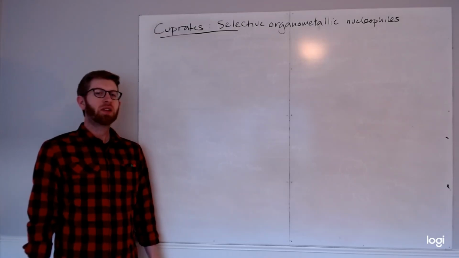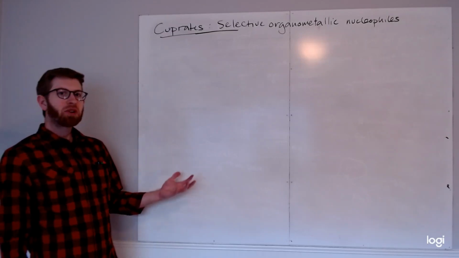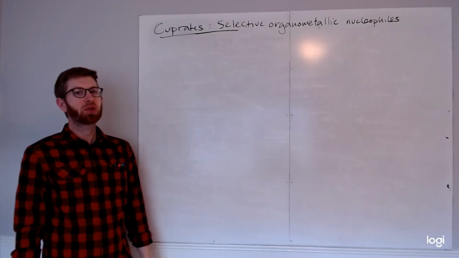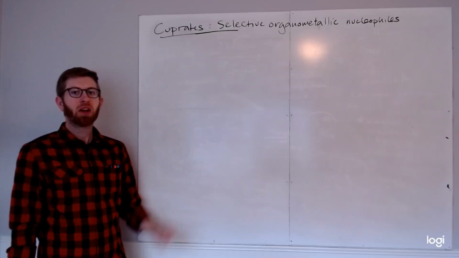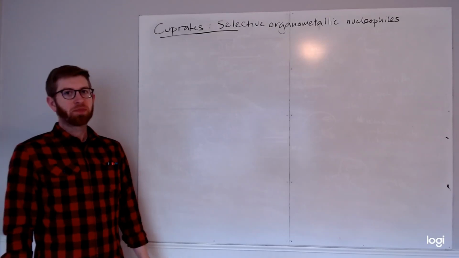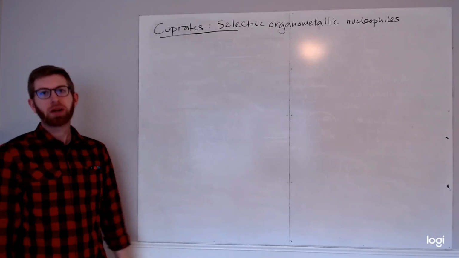Welcome to the second video in SLO10, where we'll be looking at another kind of reagent that we call cuprates, or organocuprates. These were developed in the early 1950s at UC Berkeley, go Bears, by a chemist with the last name Gilman. And so these are also sometimes called Gilman reagents, depending on who you're talking to.